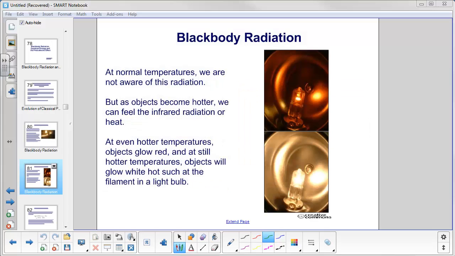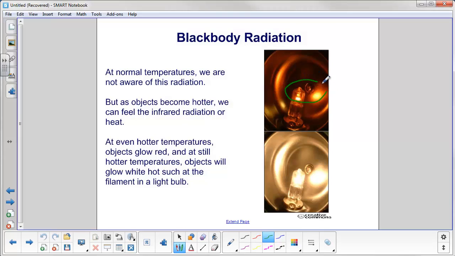At normal temperatures, for example, room temperature, 30 degrees Celsius, we're not aware of this radiation. But as objects get hotter, we can feel the radiation, the infrared radiation or heat. So we have a couple examples over here. Here's a light, and you can see as it warms up, that's what's happening here. It's been turned on, it's warming up, and you can see it's glowing red. Now, at still hotter temperatures, this same object is going to glow white. White hot, such as the filament in this light bulb. So it started out red, keeps heating up, and we get it to a white color.